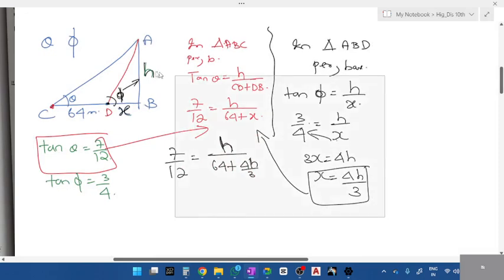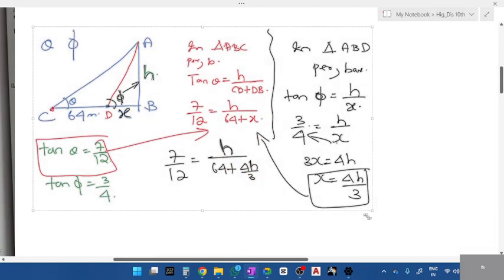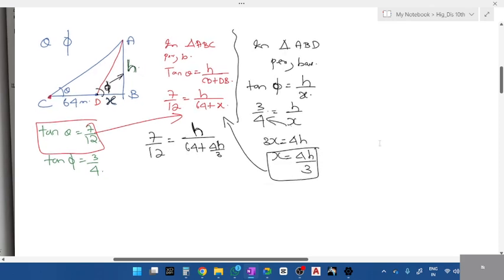See, you can start with any triangle. I started with ACB. You can start with the smaller triangle or use the bigger triangle, anything is fine. But make sure you substitute. Always take the smaller triangle value and substitute in the bigger triangle. So you'll get 7 divided by 12 is equal to h. When you take the LCM, you get 3. 64 into 3 is 192, plus 4h.